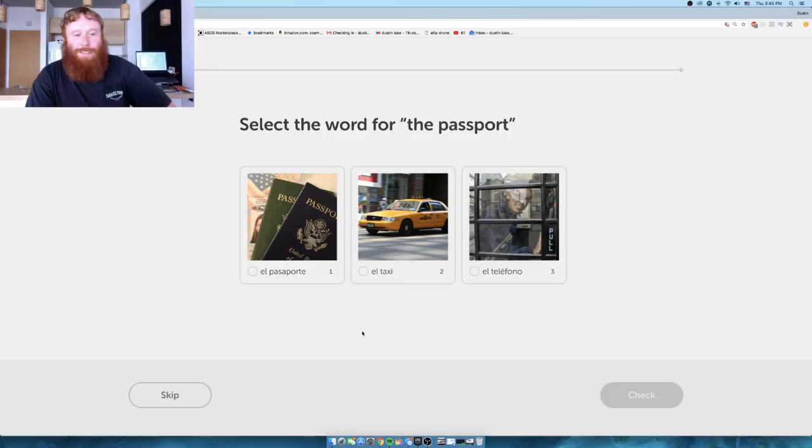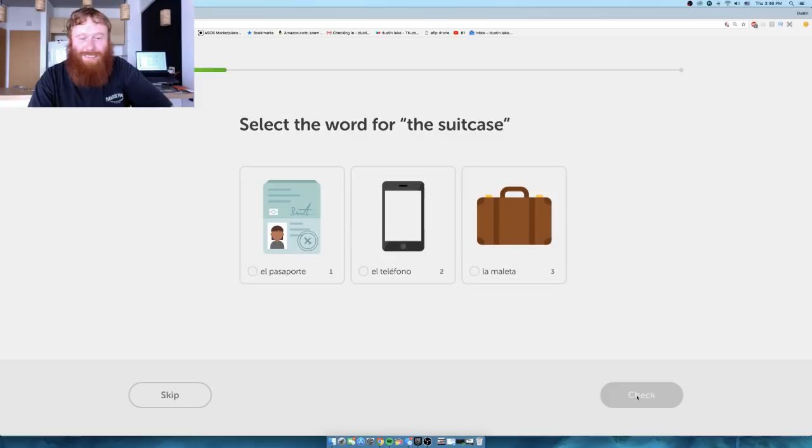Select the word for passport. So it literally says passport in the picture. El pasaporte. So the passport's basically the same word in Spanish and English, so that's always good.